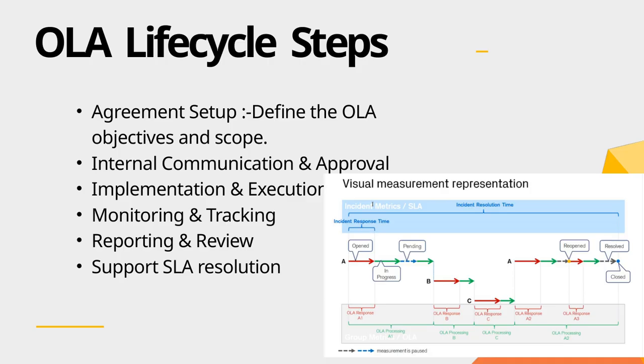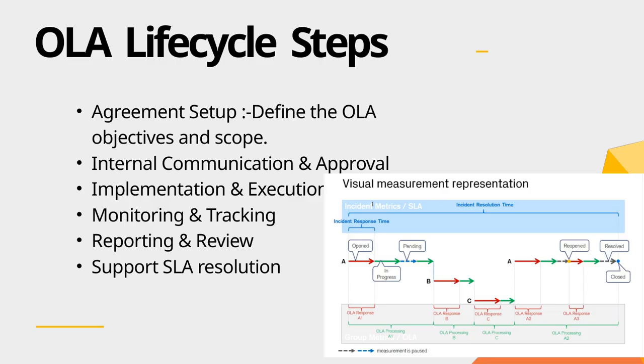Next, we move into internal communication and approval. This ensures that all relevant teams are aligned and that everyone agrees on the plan before moving forward. Then, we have implementation and execution. This is where the actual work happens, putting the agreed-upon processes into action. After that, monitoring and tracking come into play. This step is crucial for keeping an eye on performance and making sure everything is on track.